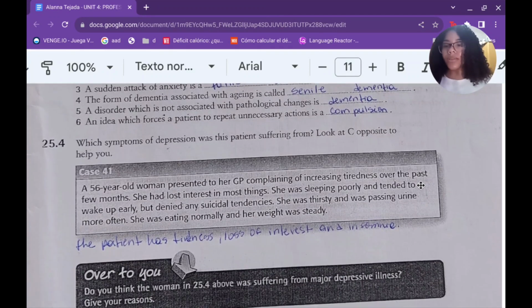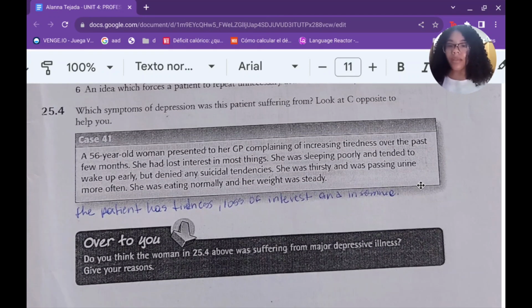25.4. Which symptoms of depression was this patient suffering from? Look at C opposite to help you. Case 41. A 16-year-old woman presented to her GP complaining of increasing tiredness over the past few months. She had lost interest in most things. She was sleeping poorly and tended to wake up early, but denied any suicidal tendencies. She was thirsty and was passing urine more often. She was eating normally and her weight was stable. The patient has tiredness, loss of interest, and insomnia.